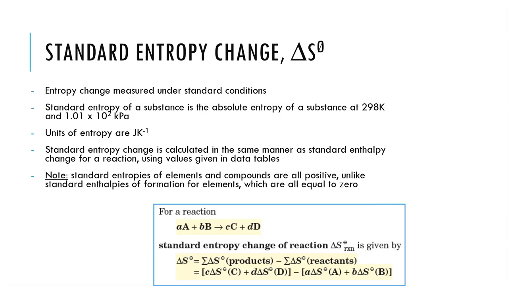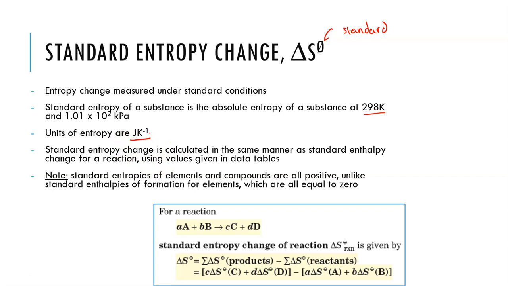Now we're going to define standard entropy, remembering that the naught raised as a superscript lets us know that it is under standard conditions. And this means that we're going to be using the standard conditions thermodynamic table, which is table 12 in our data booklet. So entropy with this symbol is measured under standard conditions. So the absolute entropy of a substance at 298 Kelvin and 1.01 times 10 to the 2 kilopascals, or 101 kilopascals. The units of entropy are joules per Kelvin.